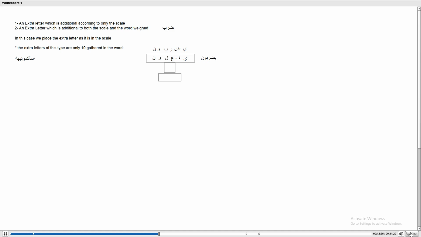سألتمونيها, which means the sin and the hamza and the lam and the ta and the mim and the waw and the noon and the ya and the ha and the alif. 10. Okay?